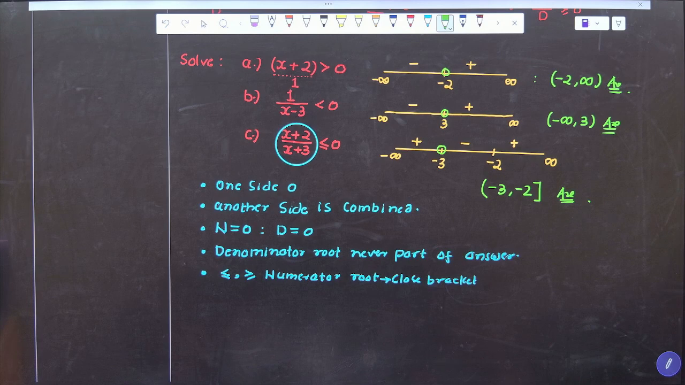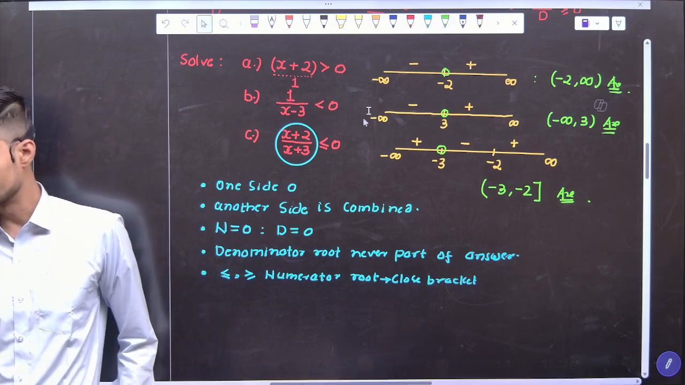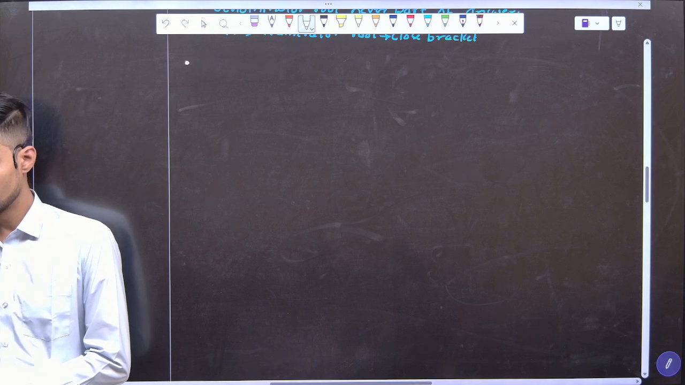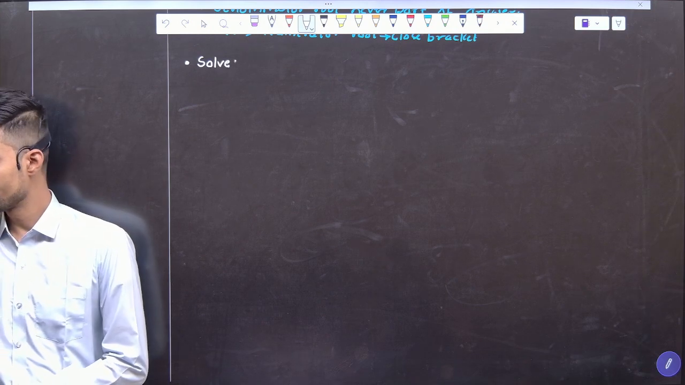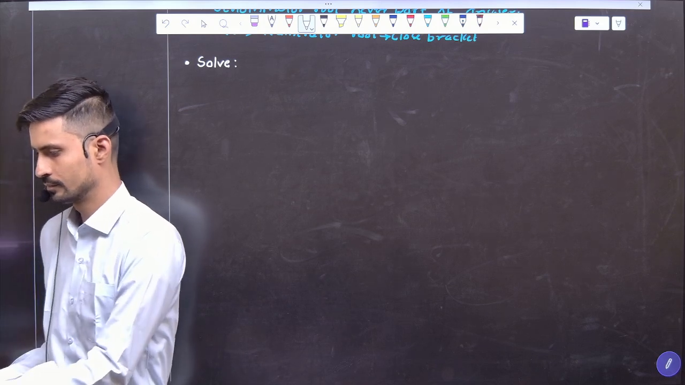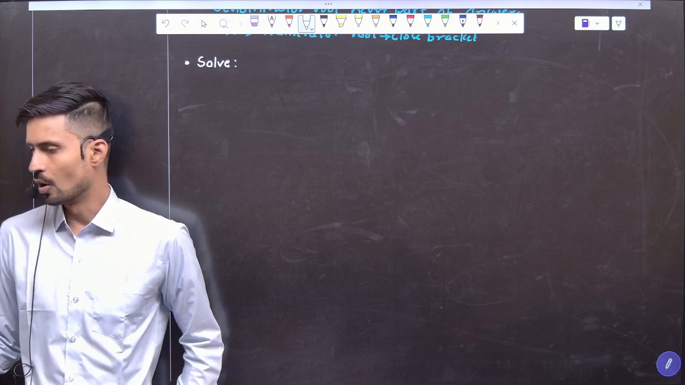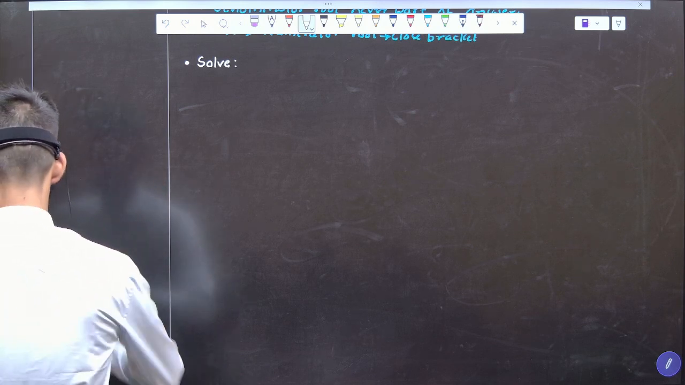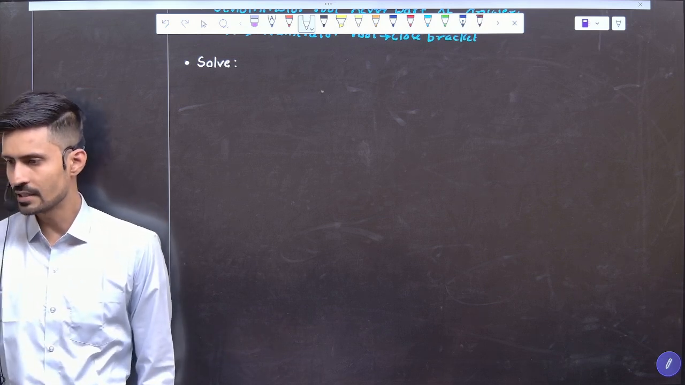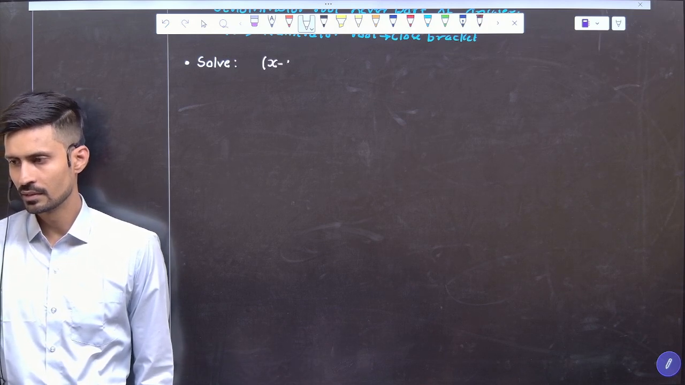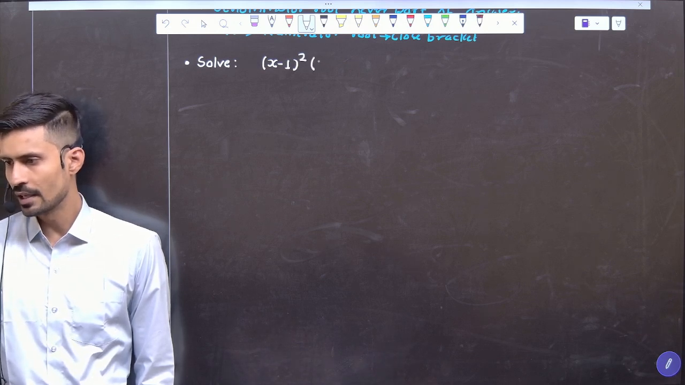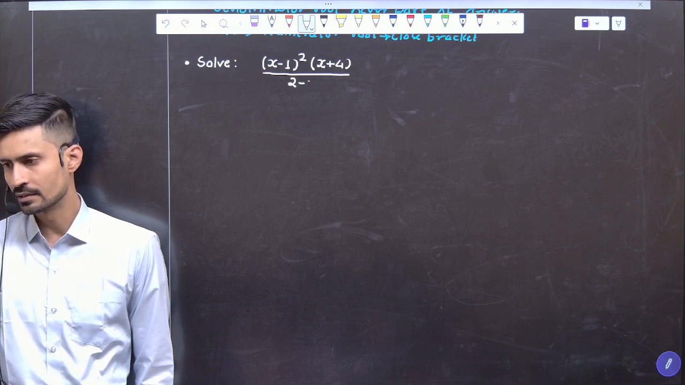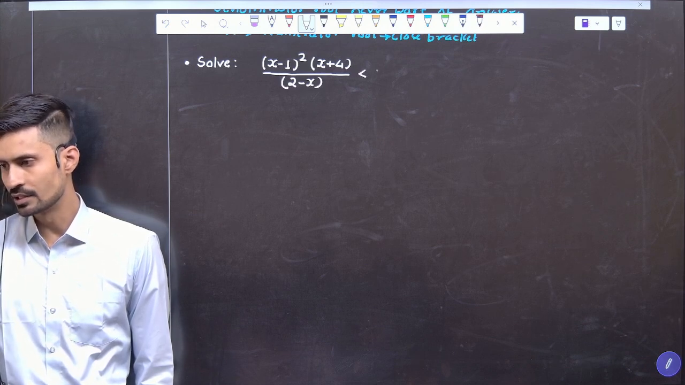Come to page number 7 of our module, and you will see one example there. The question is: solve question number 11. x minus 1 whole square into x plus 4, divided by 2 minus x, and we have to solve it less than 0. Write down this question.